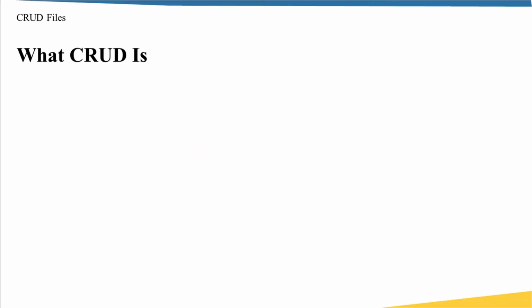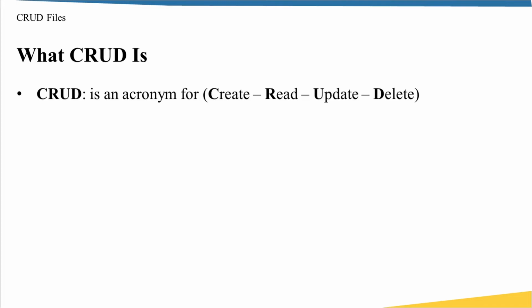Let's start by understanding what CRUD is. Simply, CRUD is an acronym for Create, Read, Update, Delete. So CRUD comes from the first letter of these four words. And these four words represent the four operations that usually can be applied on a file. So usually once we create a file, we could read data, update the content inside the file, or delete this file totally. The most important function that we usually use with files is open.